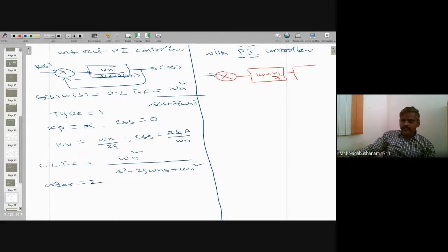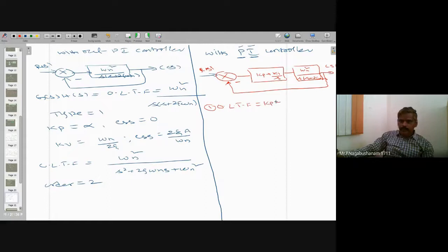Then the standard second order system is omega n square divided by s into s plus 2 zeta omega n. This is C of s. Then unity feedback system, I'm taking unity negative feedback, R of s. So first I'm going to find the open loop transfer function. The open loop transfer function equals just the multiplication of these two.